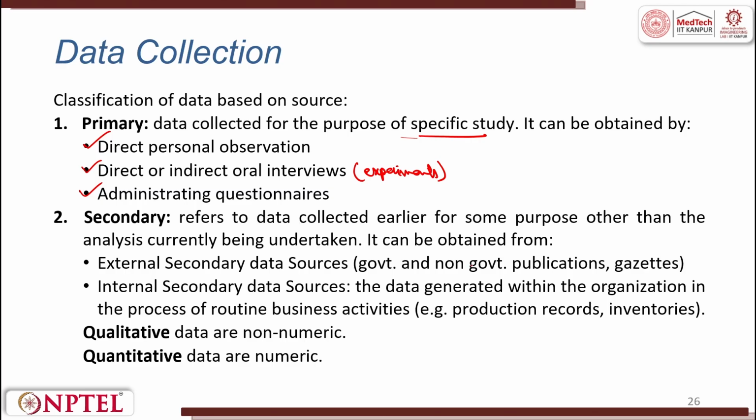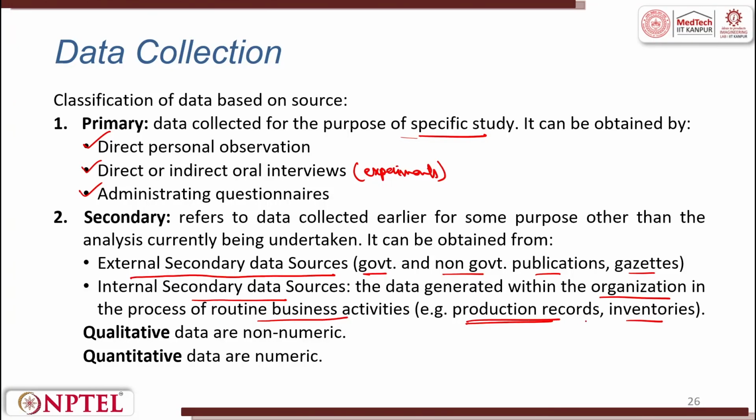Secondary data refers to data collected earlier for some purpose other than the current analysis that is being undertaken. It can be obtained from external secondary data sources, that is government and non-government publications, gazettes, etc., or internal secondary data sources, that is data generated within the organization in the process of routine business activities, for example, production records, inventory. For example, if I need to do something about my nozzle manufacturing itself, I could see some other student at IIT Kanpur has done some experimentation on nozzles. What were the results that he has taken, or the specific kind of machine where he has done the testing? That is within the organization I am talking about, right?